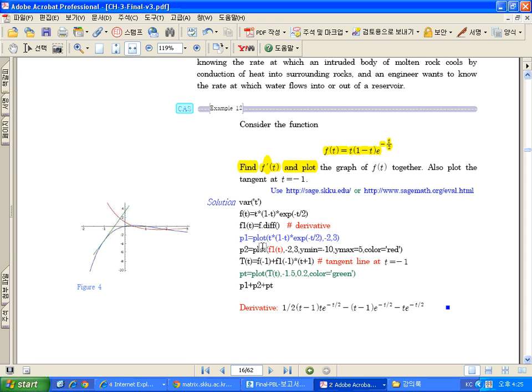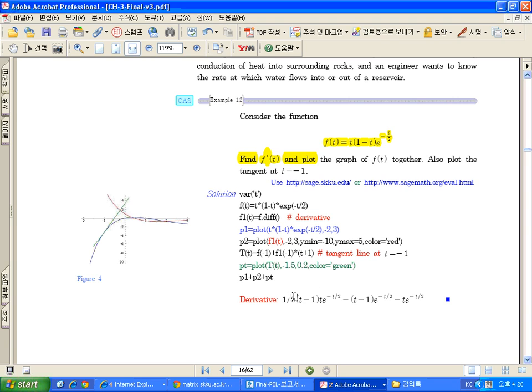Then find the derivative of it, which is differential of f, which is f1. So this f1 is red. And then the third one is a tangent line at t is equal to minus 1, which is green here. So we have a function here. We have a function of the graph of the derivative here. We have a tangent line at x is equal to 1 here with the green equation. This all can be made with this command, so you can practice.